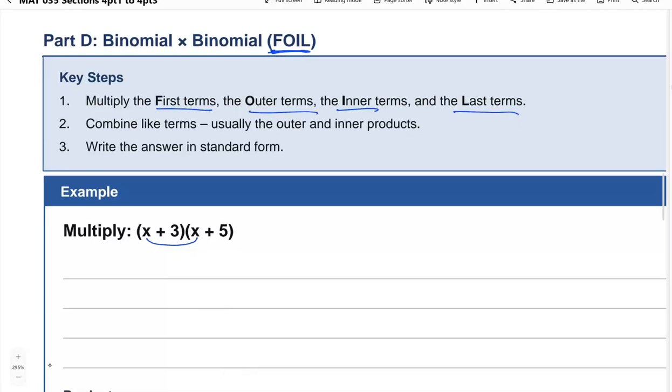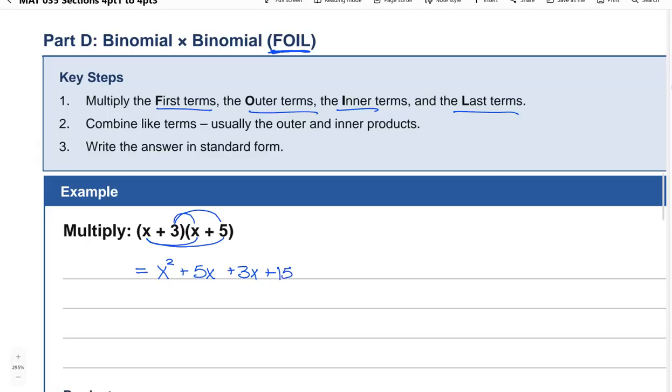So let's look at a few examples. Let's say we have x plus 3 times x plus 5. Front, x times x is going to give us an x squared. Outsides, x times a 5 is going to give us a 5x. Inside, so I distributed that first to everything. Notice that. Insides, now I'm distributing the 3 to everything. So 3 times x is a 3x. And then last, 3 times that 5 is going to give me 15.